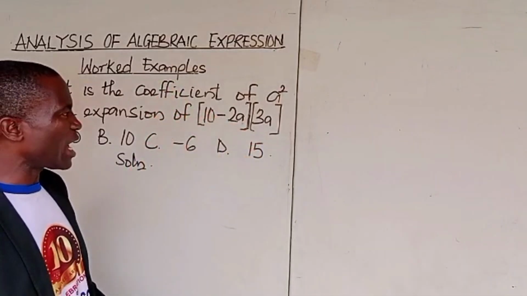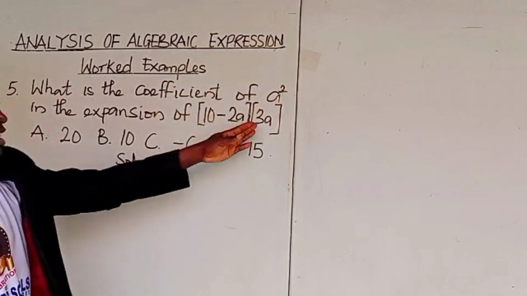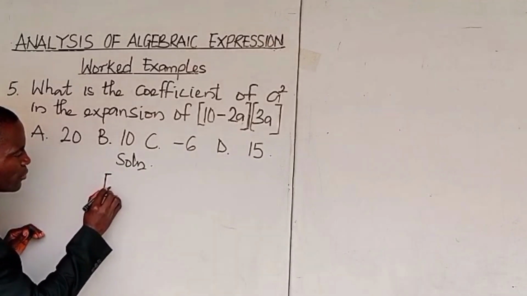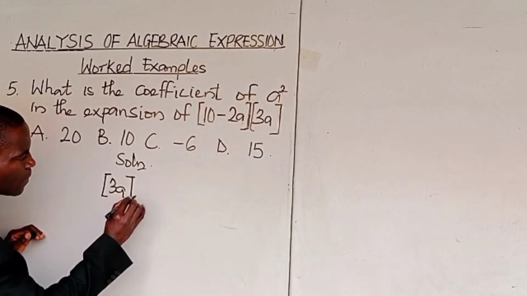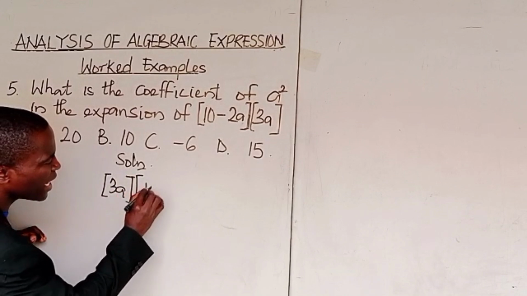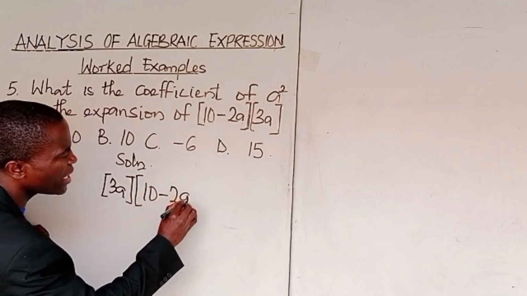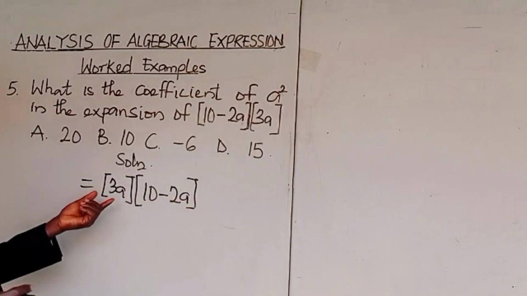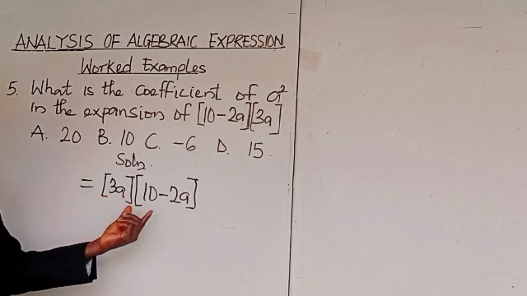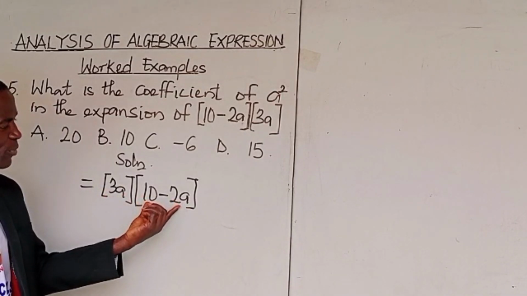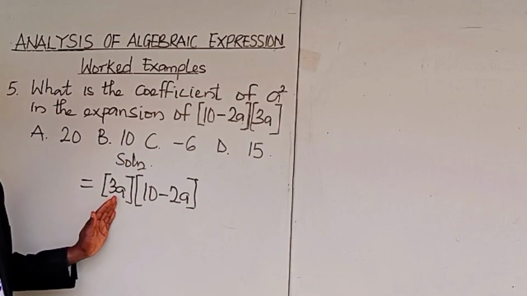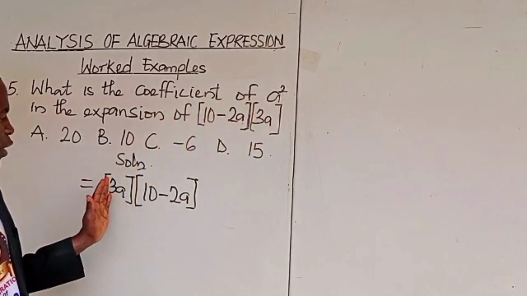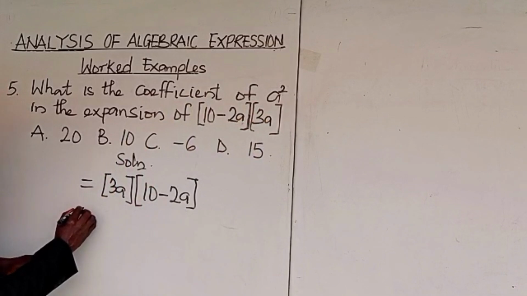So what you are going to do as an intelligent student is to interchange. How do you interchange? It will now become 3a, which is now going to be 10 minus 2a. So what you have just done now is that the appropriate key, which is 3a, that you are going to use to open this room, you have brought it to the normal position. Here it is an abnormal position, so you bring it to the front, which is the normal position. So we can now proceed.